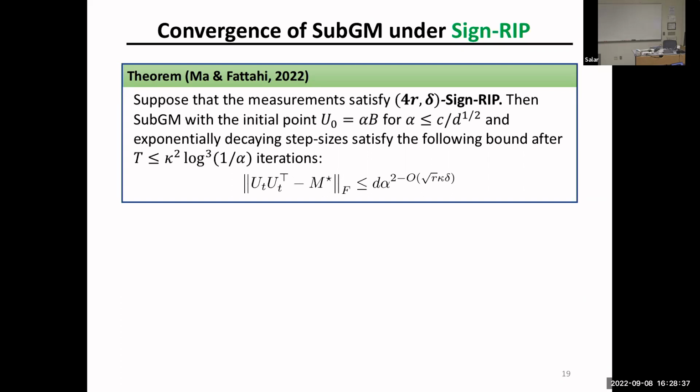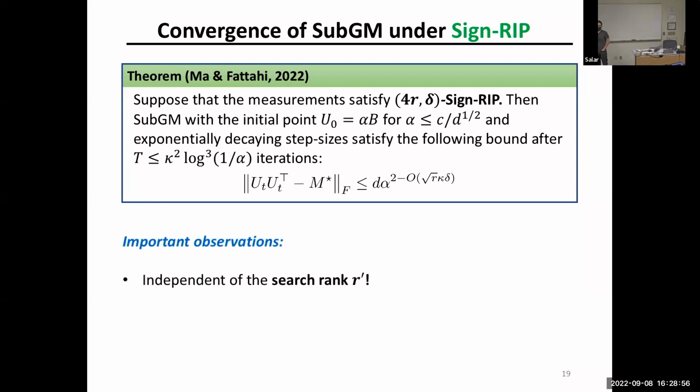And I'm going to explain where this 4 comes from. Then the subgradient method with small initialization will converge, and with an exponentially decaying step size it will converge to the true solution, in fact with an error that scales with alpha. Alpha is the initialization scale. Okay, I'm going to make a few observations based on this.